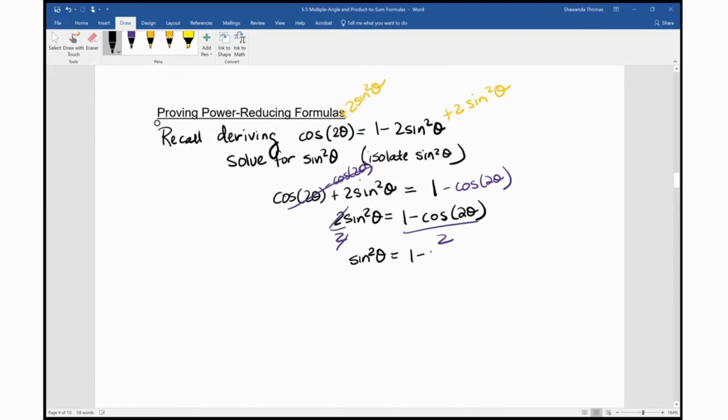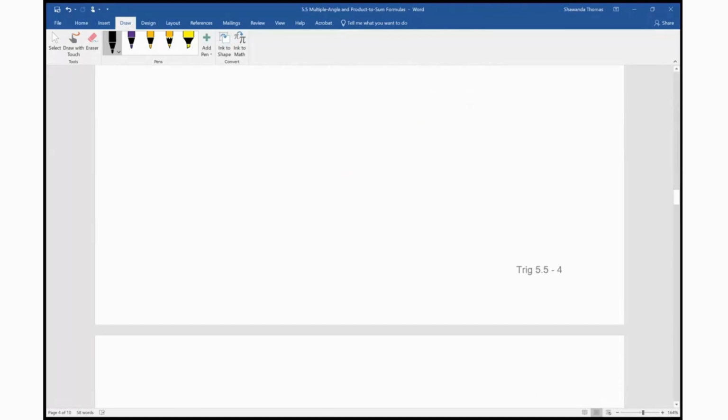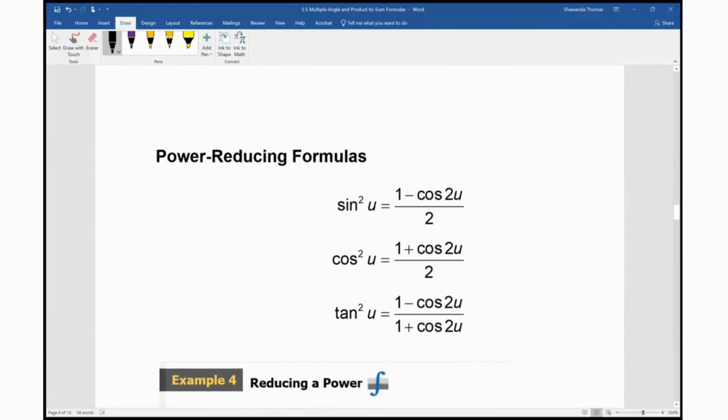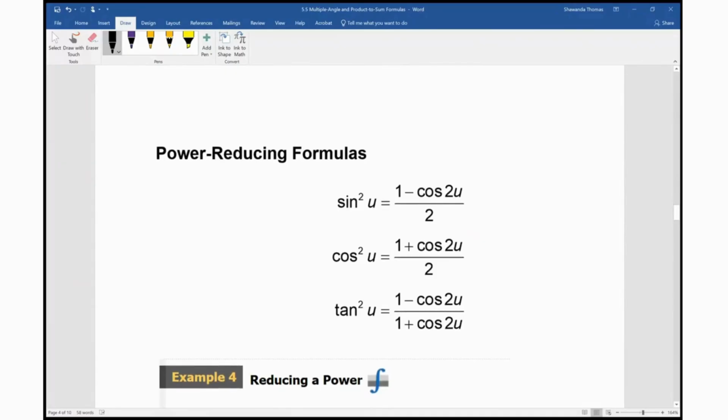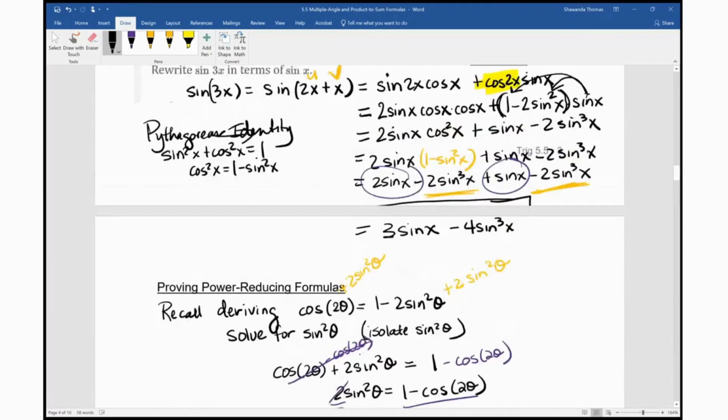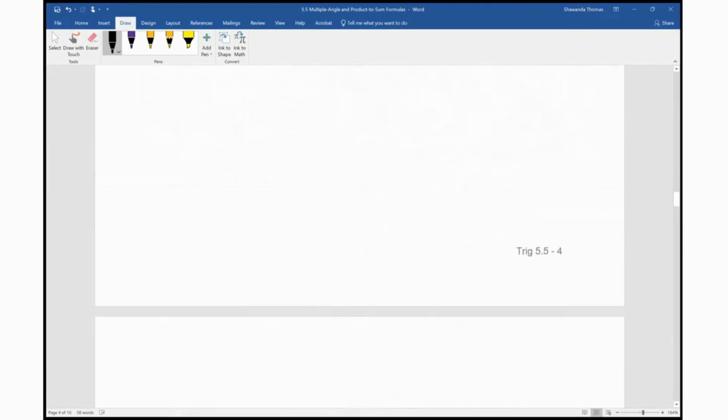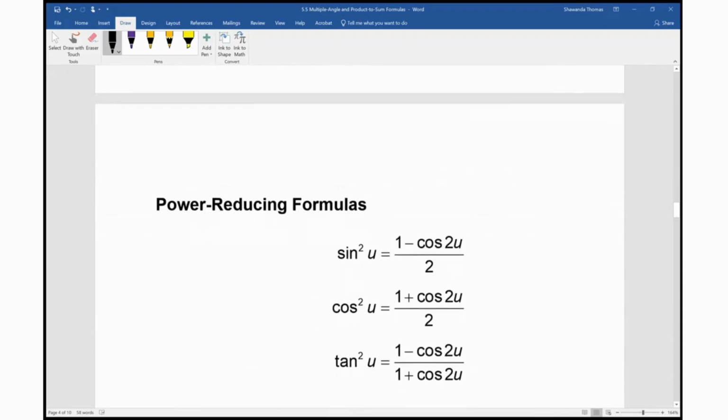So the point of just doing this is that these formulas are not coming out of thin air. They're just honestly using the same formulas to derive new formulas. So as you can see on the next page, that's actually one of the power reducing formulas. Sine squared theta. Okay. Here, that's the first one.